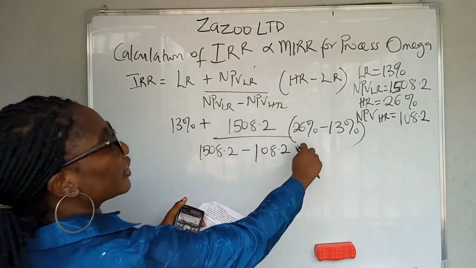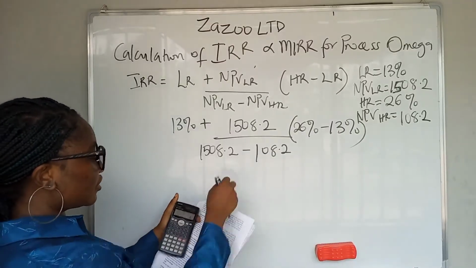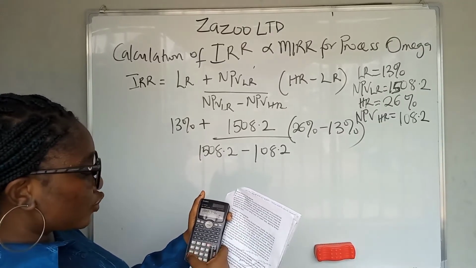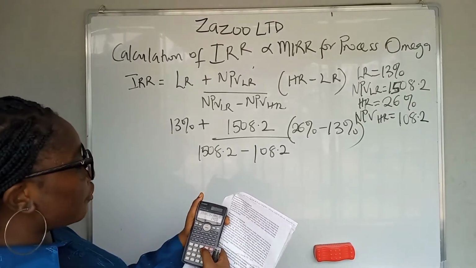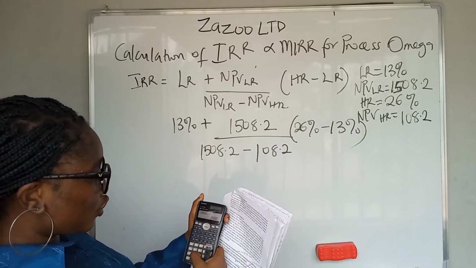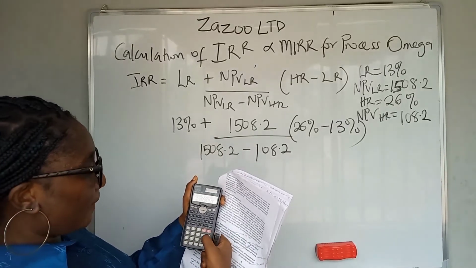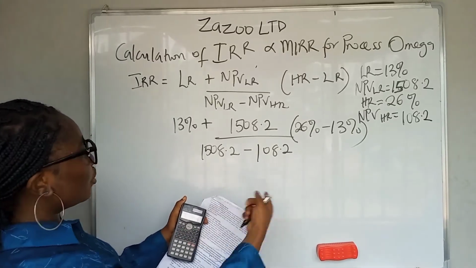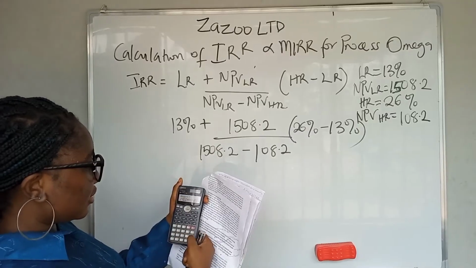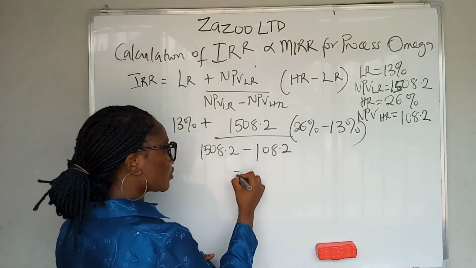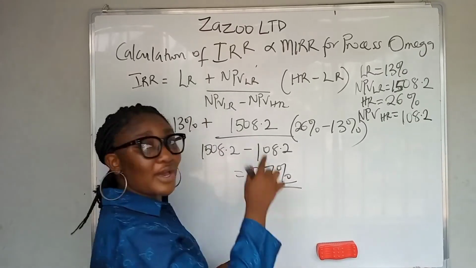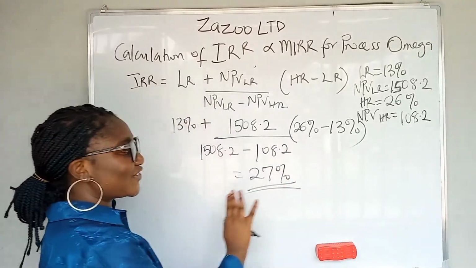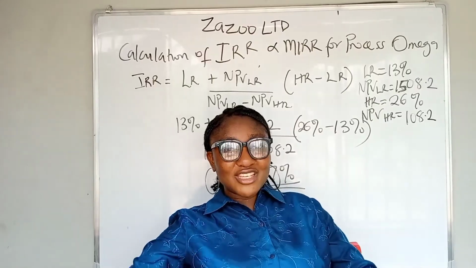So you already know that this is 13%. Just solve the denominator first. That's 1508.2 minus 108.2, you get 1400. Then say 1508.2 divided by answer, multiplied by 13, that's 14.00 plus 13, so that's 27.0047. That's about 27%. Can you see? If we had discounted at 27% and were lucky to get a negative, you'd just know that your IRR is 27%, because IRR is the rate at which the investment breaks even.